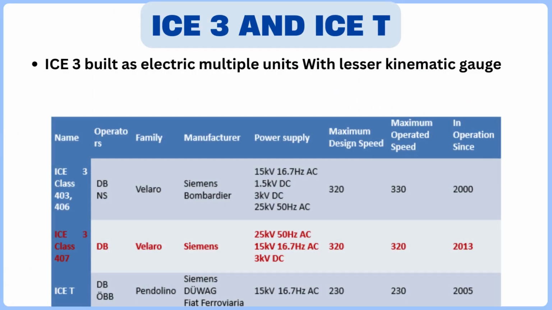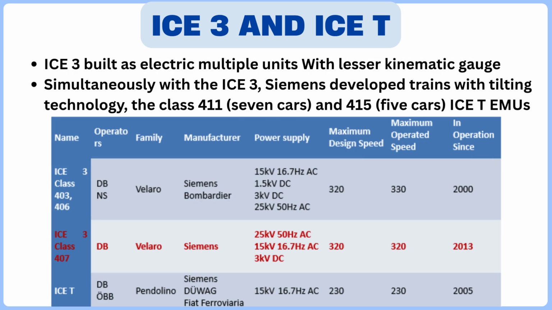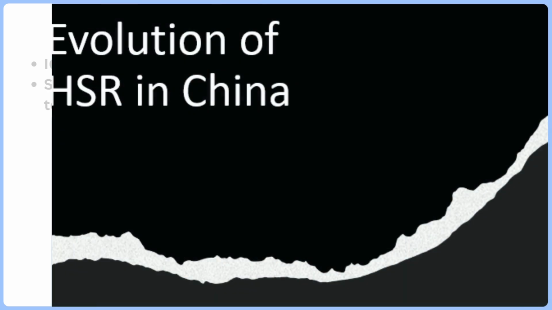ICE3 were built as electric multiple units or with distributed power rolling stock. Simultaneously with the ICE3, Siemens developed trains with tilting technology, the class 411 7 cars and 415 5 cars, ICET electric multiple units. ICE3 built by Siemens Velaro is a potential design-based candidate for emerging railway systems.